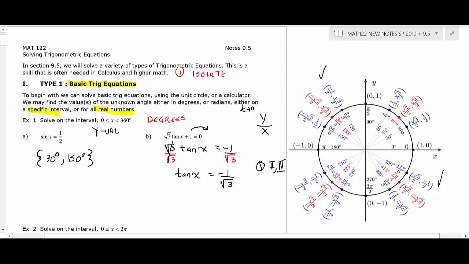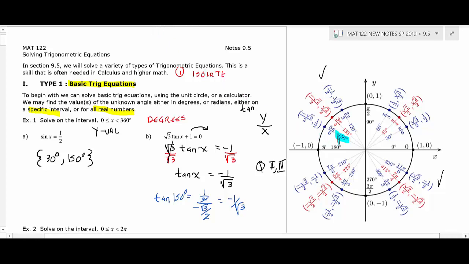If we look at 150 degrees, one thing you'll notice is the tangent of 150 degrees is y over x, so that would be 1/2 over negative square root of 3 over 2. The 2's cross out, so that would leave you with -1 over root 3. So that would be one answer to the problem.